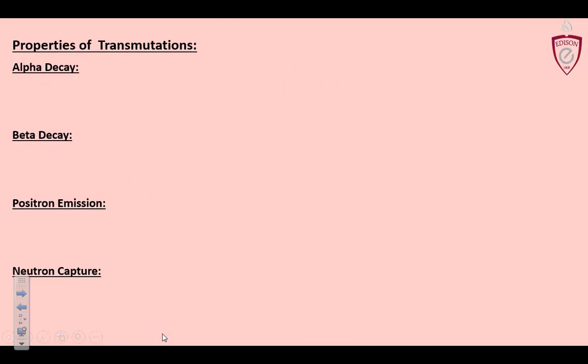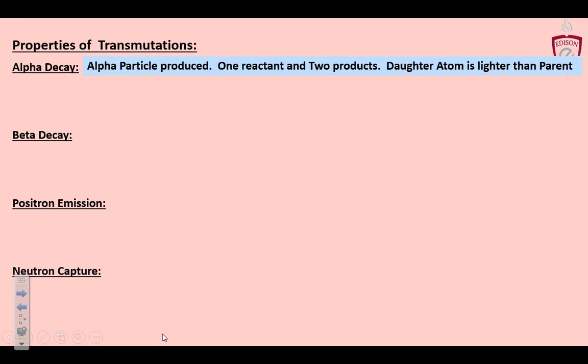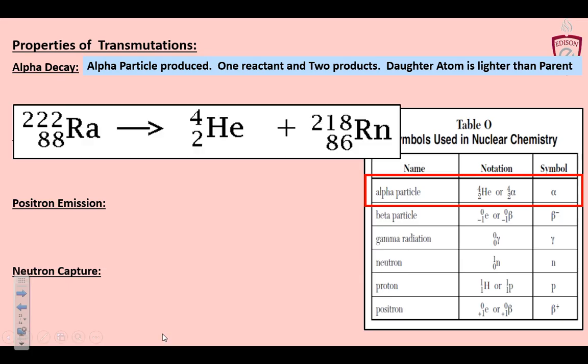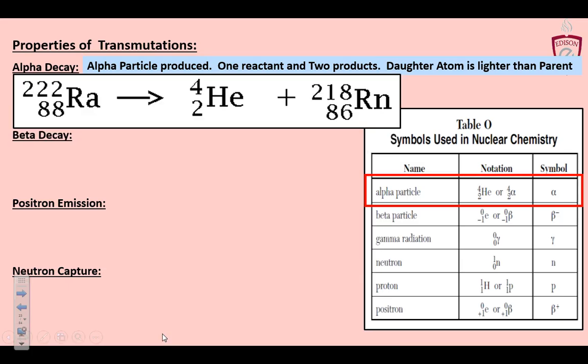So, 4 major types of transmutations we're going to study. First one being alpha. So the alpha particle is produced. There will be 1 reactant and 2 products. The daughter atom is, of course, going to be lighter. And we highlighted alpha particle on your reference table O. So that He with the 4 and the 2, or the alpha symbol with the 4 and the 2, is what you're looking for in your equation.